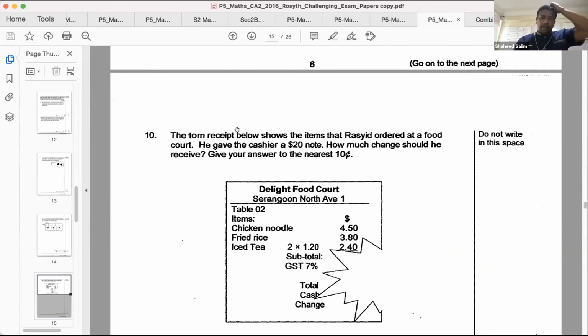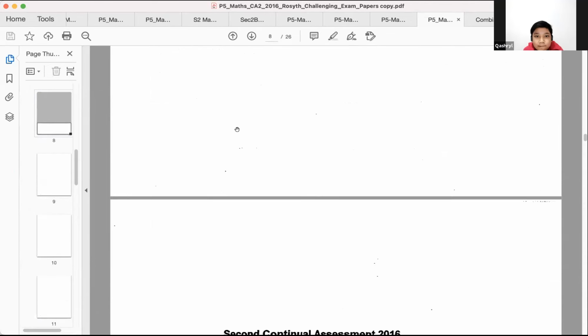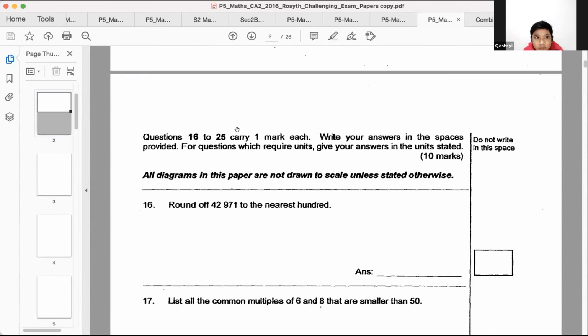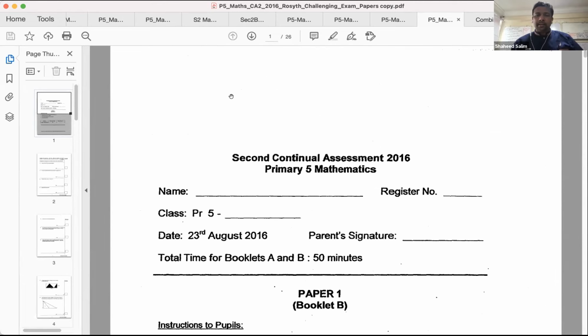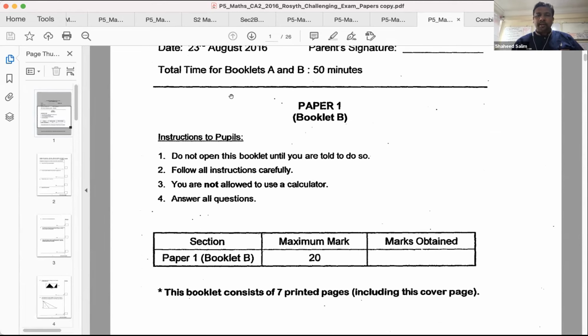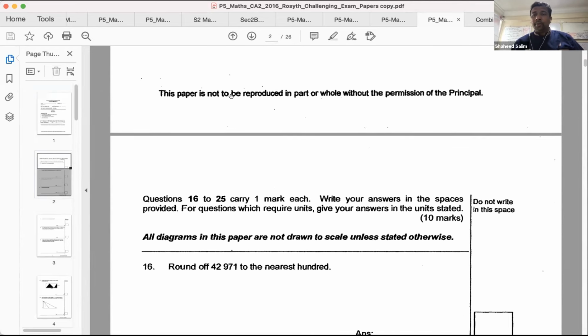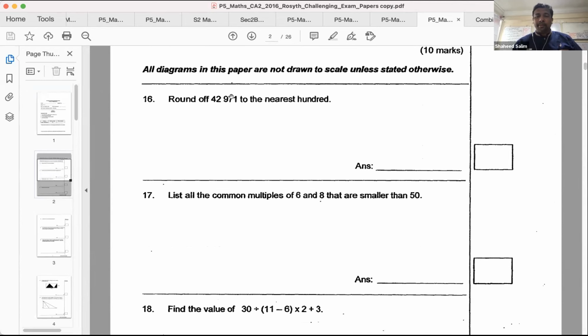All right, we are going to do paper one now. Izzat, you okay? You look very bored. Okay, here we go. Now we're going to start from the basics. This is from 2016. It's a CA2 paper from 5 years ago when you were just in primary 1.